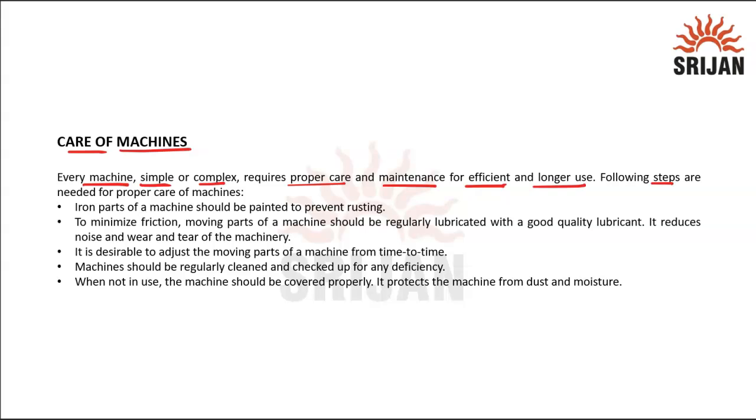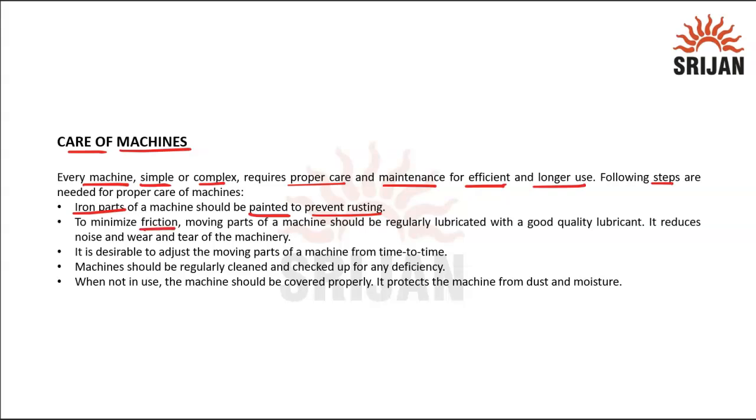If I talk about a machine which has iron parts, you should paint them properly to prevent rusting, because rust paint has chemical components which will avoid rusting. Rusting happens when iron is exposed to water and air, so it causes rust. By painting it, it will avoid both of these things, the water as well as the air.